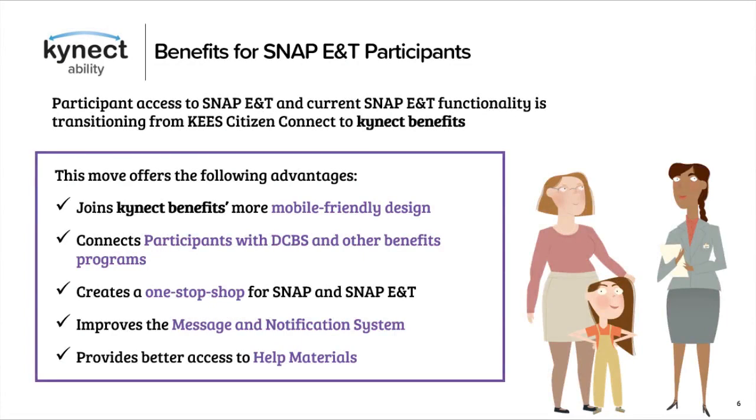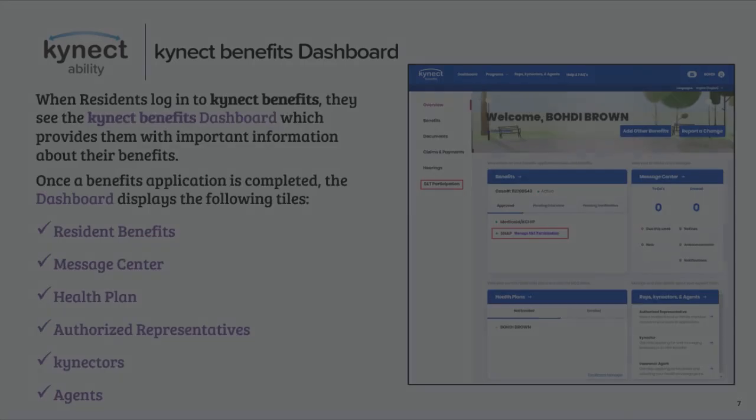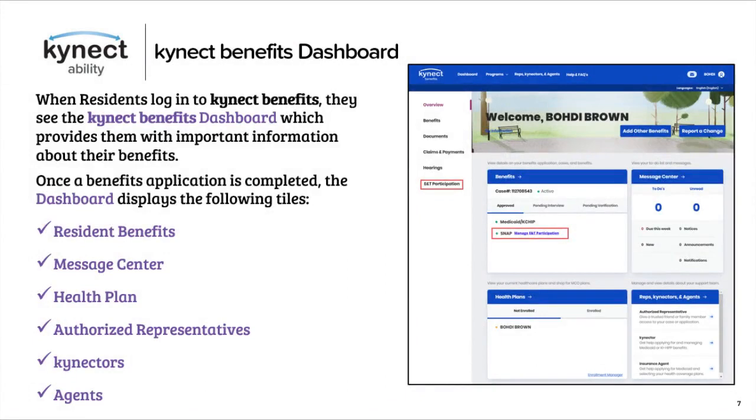Participant access to SNAP ENT and current SNAP ENT functionality is transitioning from Key Citizen Connect to Connect Benefits. This move offers the following advantages: joins Connect Benefits' more mobile-friendly design, connects participants with DCBS and other benefits programs, creates a one-stop shop for SNAP and SNAP ENT, improves the message and notification system, and provides better access to help materials. When residents log into Connect Benefits, they are presented with the Resident Dashboard.